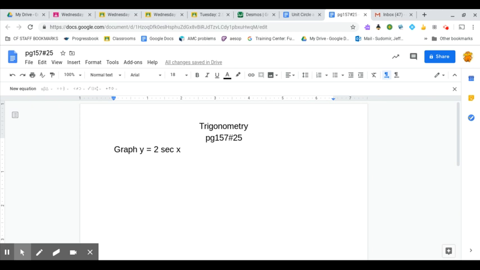All right, we're going to try to take a look at number 25 on page 157. We're graphing again. This time, however, it is the secant function. As always, we start off by finding the period of the function.